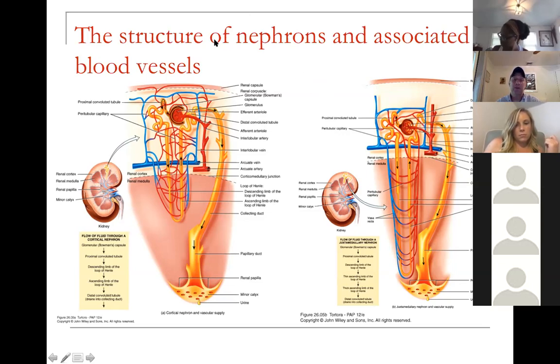Now that might seem like a big deal, but if 90 to 95% of your nephrons are cortical nephrons, it means, if you think about the consequence of what you see here, the smaller loop of Henle means there's less surface area, which means there's less opportunity to actually reabsorb materials from the tubular structures themselves.